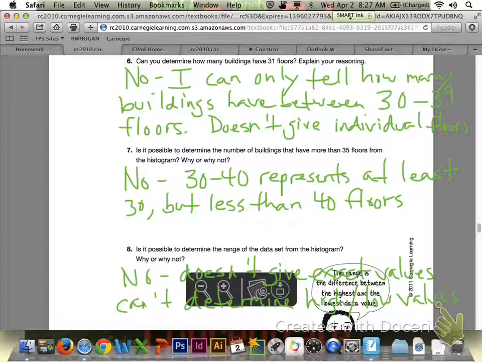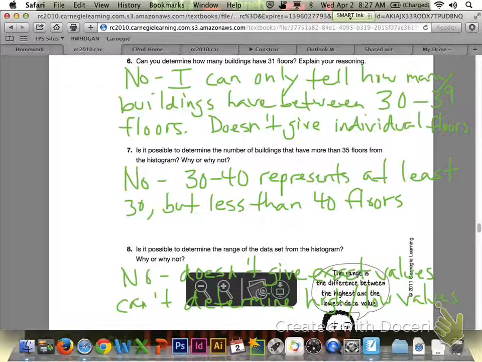If you move on to number 7, it asks, is it possible to determine the number of buildings that have more than 35 floors from the histogram? Why or why not? Again, it is not possible, because the interval between 30 and 40 represents the number of buildings that have at least 30 floors but less than 40 floors. There is no way to determine exactly what values occur in this interval.